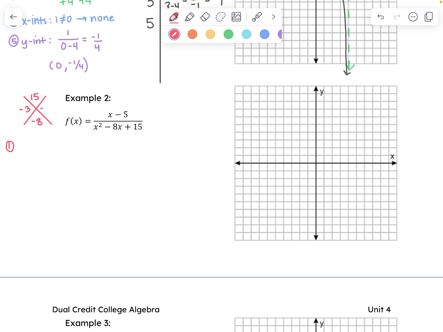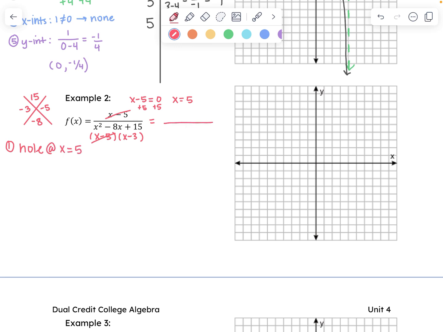So negative 3 times negative 5 gets me to 15. Negative 3 plus negative 5 gets me to that negative 8. So it's going to factor as x minus 5 and x minus 3. And those x minus 5s are going to cancel. So that means that I'm going to have a hole. And it's specifically where that x minus 5 equals 0. So I can add 5 to both sides, and I'm going to have a hole at x equals 5.